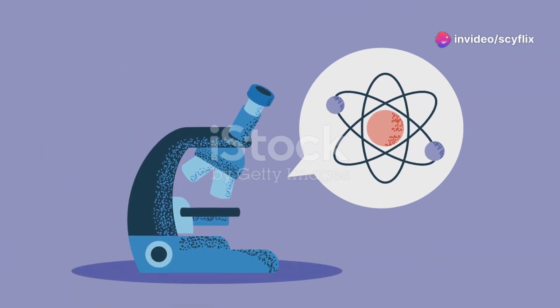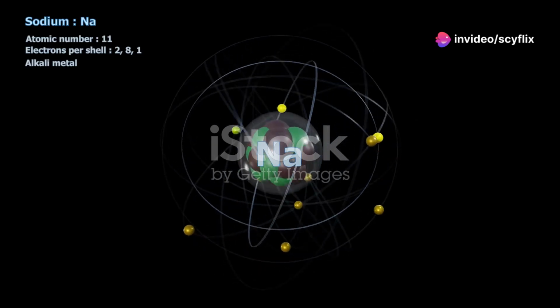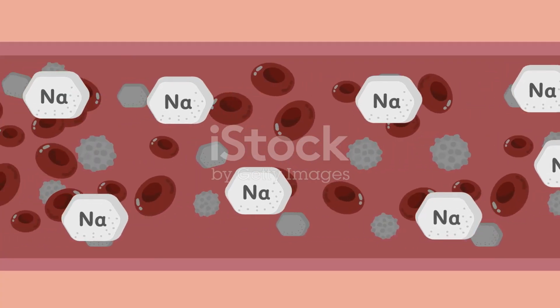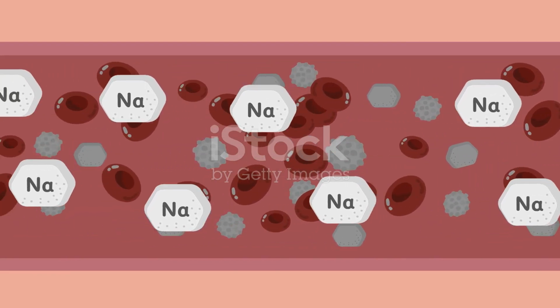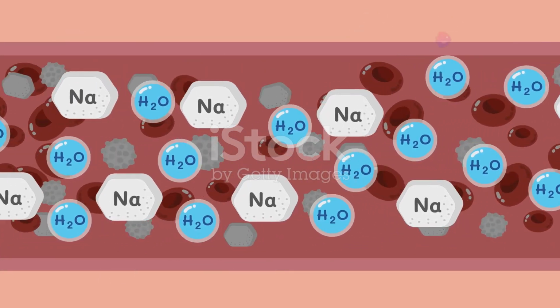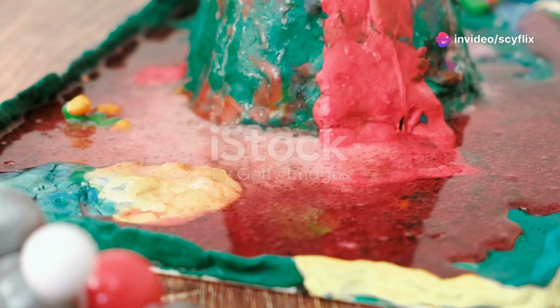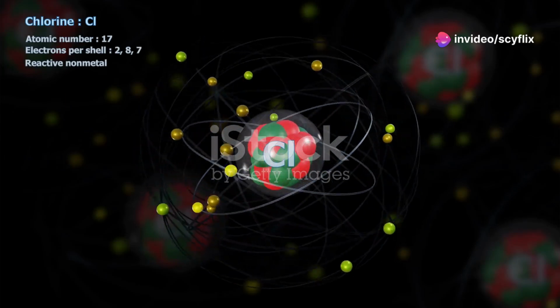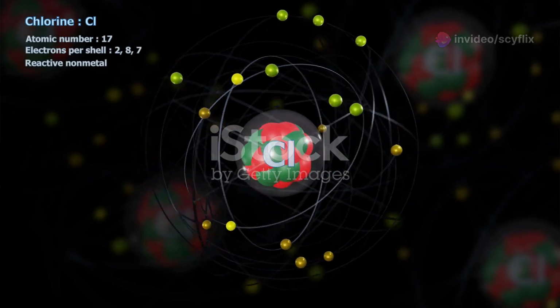But sometimes atoms don't stay neutral. They can gain or lose electrons, and when they do, they become ions. If an atom loses electrons, it ends up with more protons than electrons, giving it a positive charge. This type of ion is called a cation. On the other hand, if an atom gains electrons, it ends up with more electrons than protons, giving it a negative charge. This type of ion is called an anion.